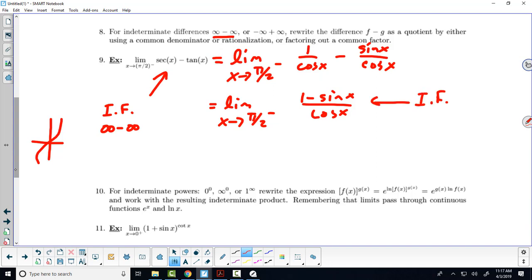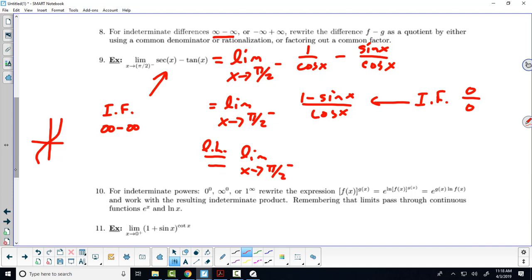It now has indeterminate form 0 over 0. Do we see that? What's the sine of pi over 2? 1. So we get 1 minus 1, which is 0. Good. And what's the cosine of pi over 2? 0. So this has indeterminate form 0 over 0. Okay. We apply L'Hôpital's Rule.